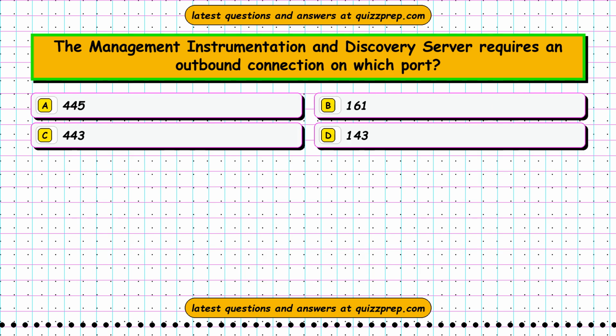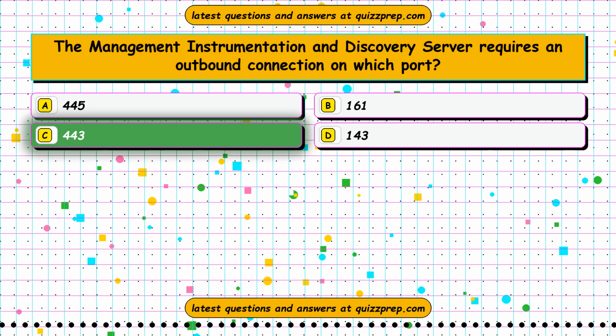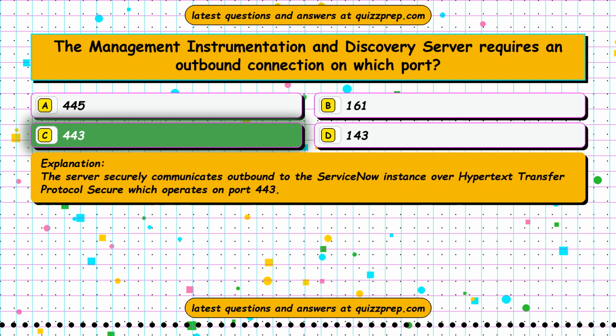Question 20. The management instrumentation and discovery server requires an outbound connection on which port? Option A 445, Option B 161, Option C 443, Option D 143. The correct answer is option C, 443. The server securely communicates outbound to the ServiceNow instance over Hypertext Transfer Protocol Secure, which operates on port 443.